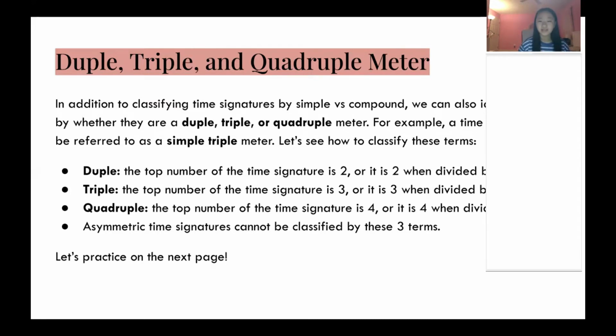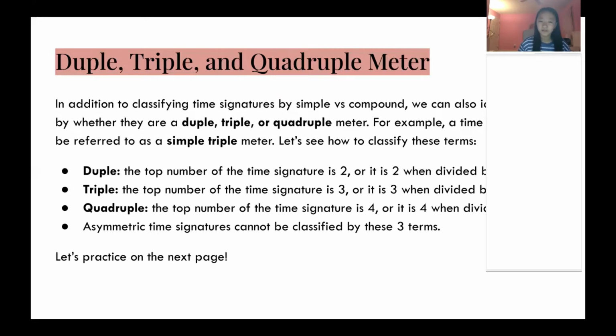So first, let's classify what these mean. Duple means the top number is 2, or it is 2 when divided by 3. So for example, 6/8, when you divide 6 by 3, you get 2. So it's a compound duple. Next, triple. If the top number of the time signature is 3, or it's 3 when divided by 3, I could just say 9. If it's 3 or 9, then it's a triple, because 9 divided by 3 is 3.